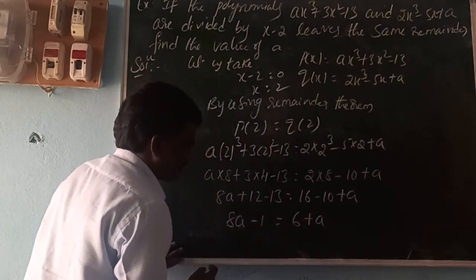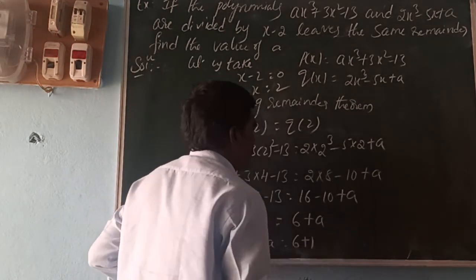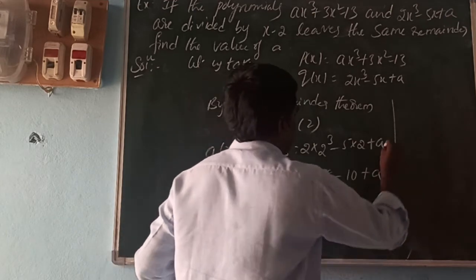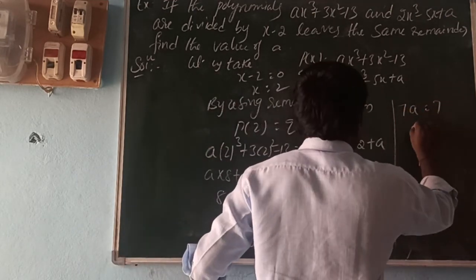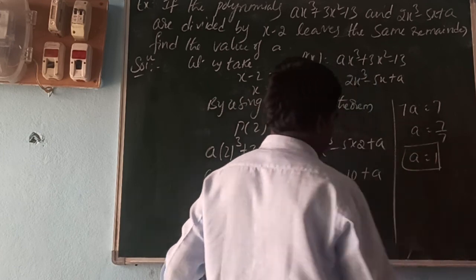So take the variable terms to one side, constant terms to one side. 8a minus a is equal to 6 plus 1. So here 8a minus a, 7a, is equal to 7. A is equal to 7 by 7. A is equal to 1. So therefore the value of a is equal to 1.